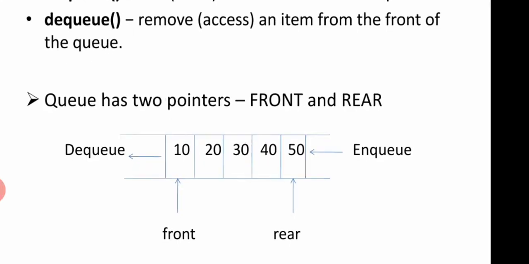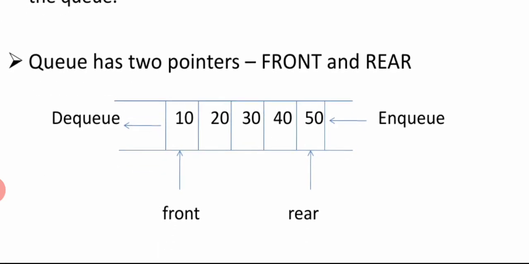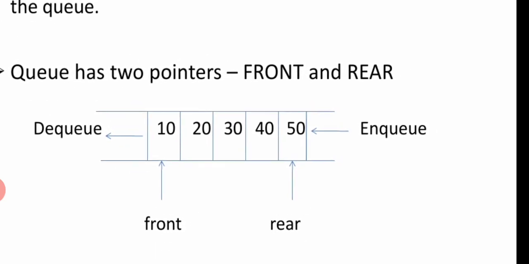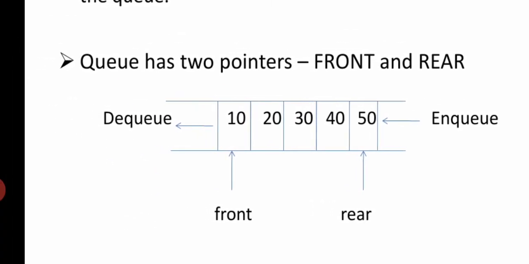So Dequeue means what? Deleting an element. Enqueue is what? Inserting an element. So inserting the element at the rear end. Okay, you can insert any elements into the queue at the rear end of the queue.